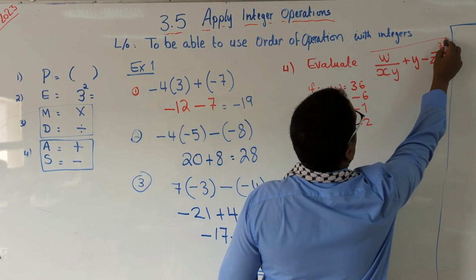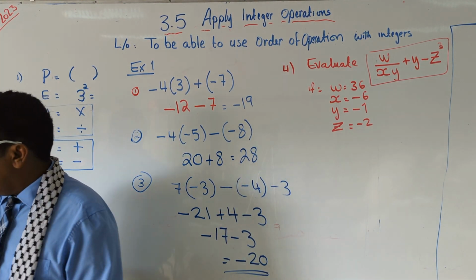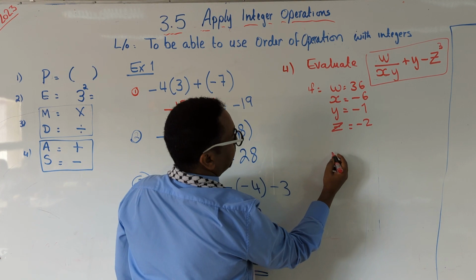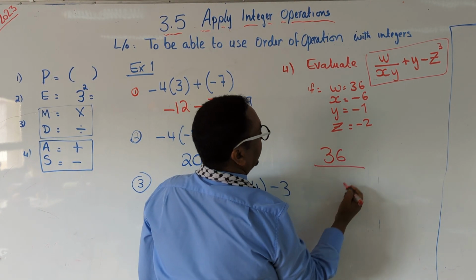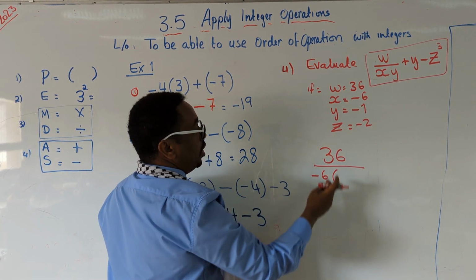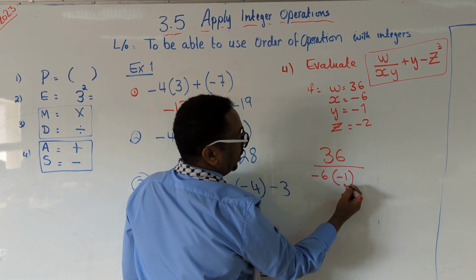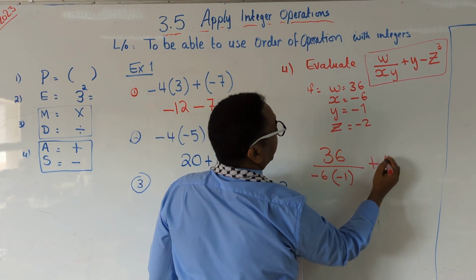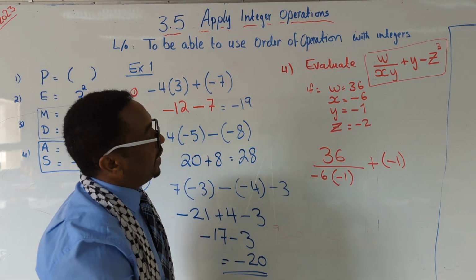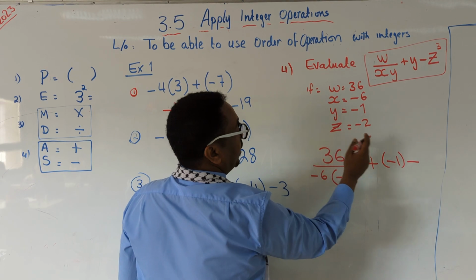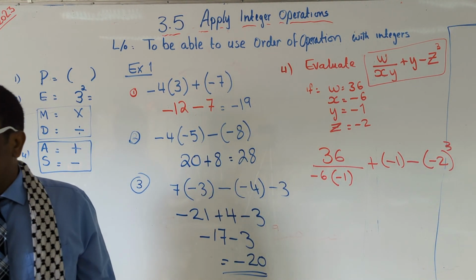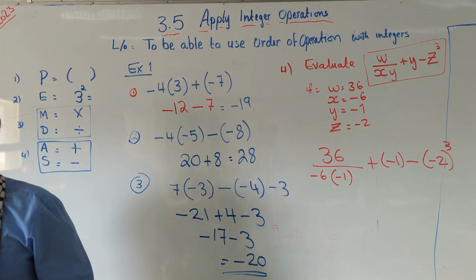Let's evaluate this using those numbers. First of all, we replace each letter with a number. What is W? 36. We replace W with 36 and we say divide by. X is minus 6, so we replace with minus 6 and we open a bracket because it's multiplied. Then Y is minus 1, so we put minus 1 here. Are you following this? Yes. Then we say plus, we have to add the Y. How much is Y? It's negative 1, so we put negative 1 here again. Then we have to take away that Z. How much is Z? It's negative 2 to the power of 3, 3 cubed. Then we solve this, and we will get the answer.